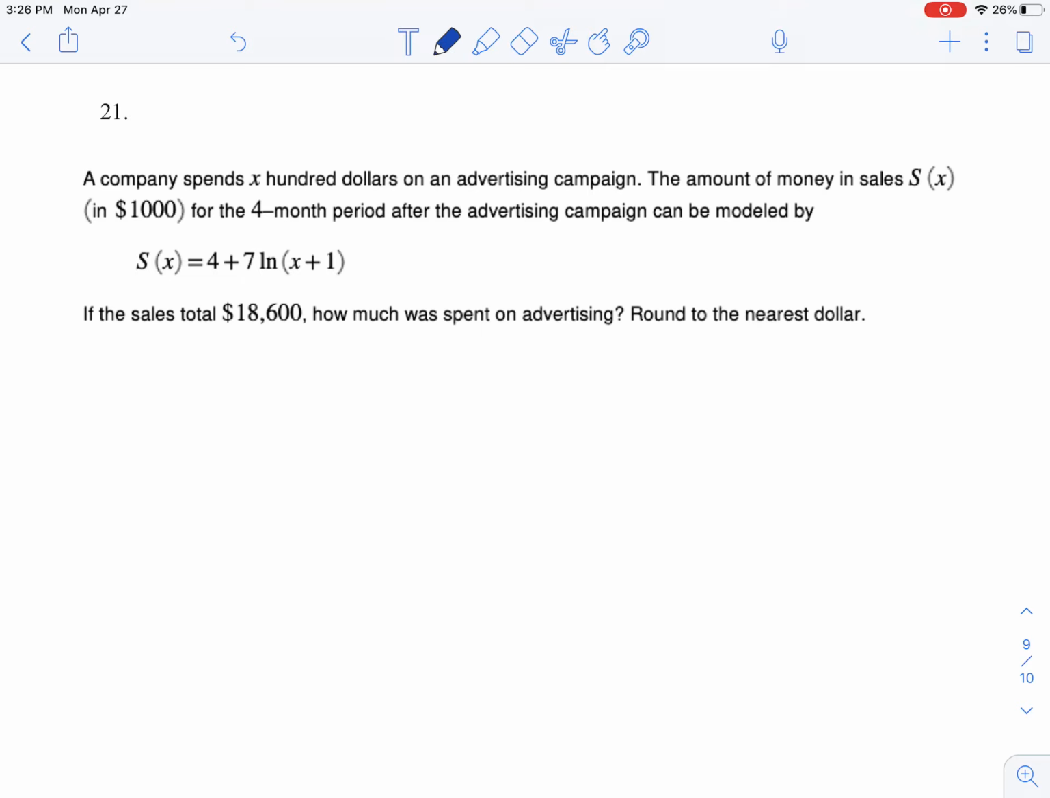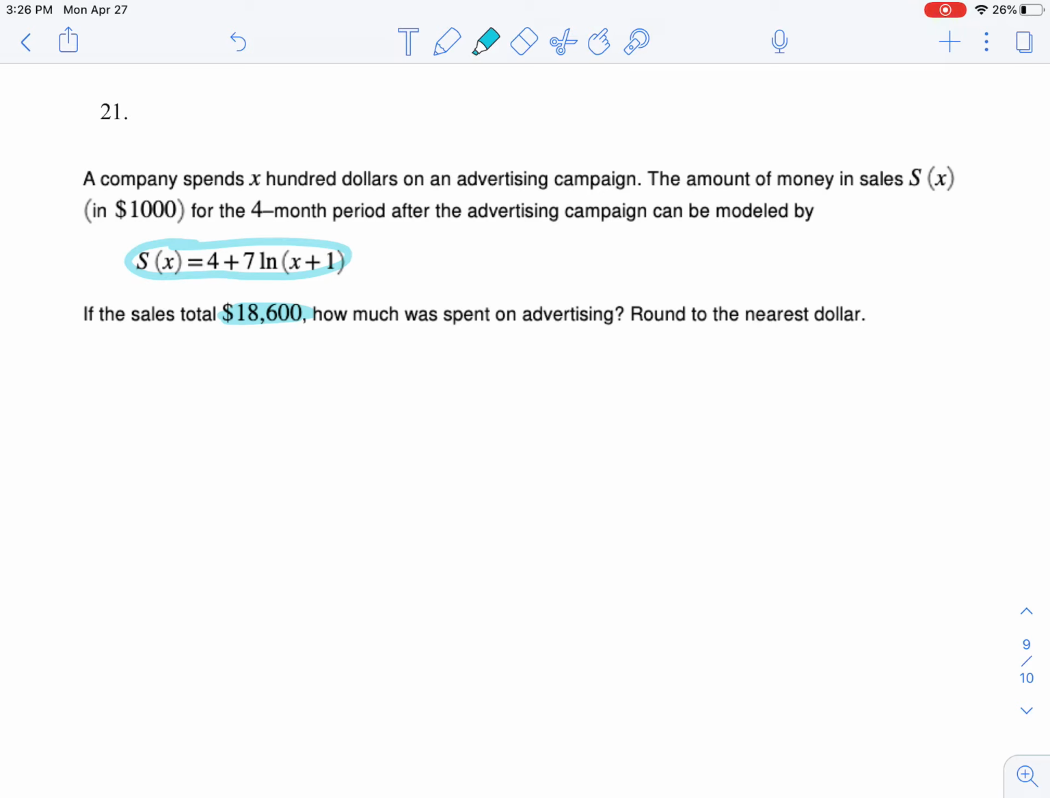A company spent x hundred dollars on an advertising campaign. The amount of money in sales, S of x, in thousands of dollars for the 4-month period after the advertising campaign can be modeled by this function. If the sales total $18,600, how much was spent on advertising? Round to the nearest dollar.